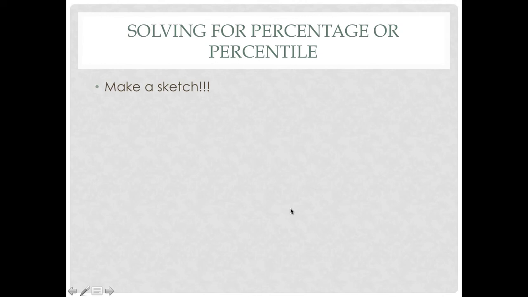So just a couple notes before you go to the example video. In order to solve for a percentage, so if you have a z-score and you're trying to figure out what percentage is below or above that score, or what the percentile is, the one thing I want to make sure you always do is make a sketch of these problems. When you're working with normal distribution, draw the picture.